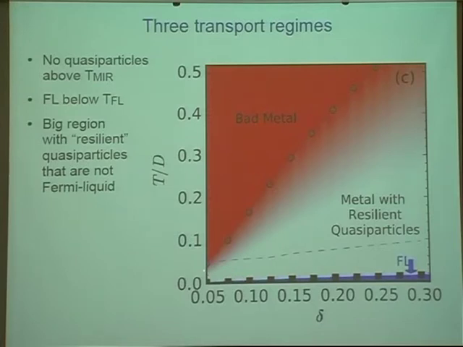This line here shows where the resistivity goes above the Mott-Ioffe-Regel limit. Above this, we definitely have a bad metal with essentially no quasiparticles living in there. But between these two temperatures, there's an extended region where we still have a metal with quasiparticles, which are sort of resilient quasiparticles, which don't behave as standard Fermi liquid quasiparticles, but from a pragmatic point of view, are definitely quasiparticles.